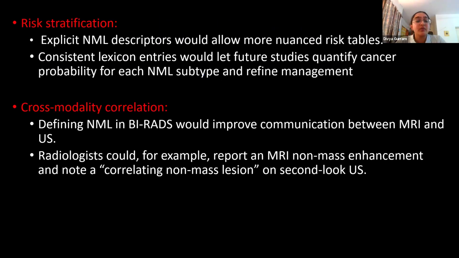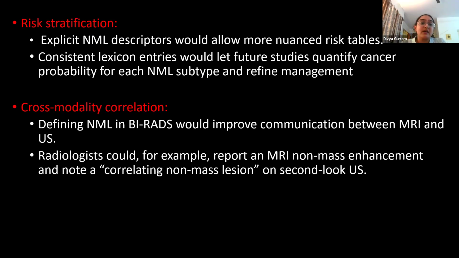And it would also help in risk stratification, where explicit NML descriptors would allow more nuanced risk tables being created. For example, if we had a non-mass lesion with segmental calcifications, they would be assigned a higher BI-RADS category than a small focal non-mass lesion without calcifications. Similarly to how a BI-RADS 4 lesion is now subdivided by risk based on their margins, based on their calcifications. And consistent lexicon entries would help future studies also quantify the cancer probability for each subtype, and it would help to create and refine management guidelines.